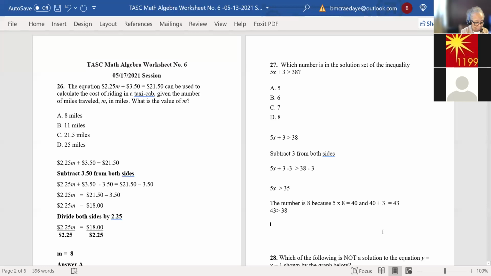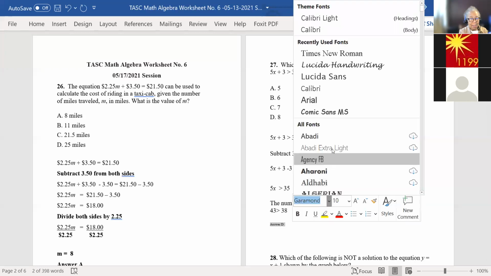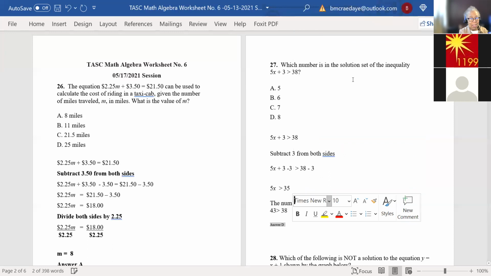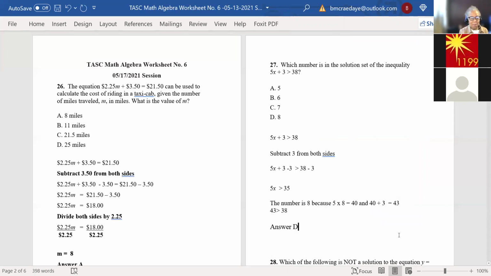So what's the answer? So the answer is 8, which is D. Remember it said greater than. And if you use 7, you get equal, right? Greater than is not the same as equal. Some missed this one because they got the 38. But remember, this symbol for inequality is greater than, not equal. So what number is greater than 38?